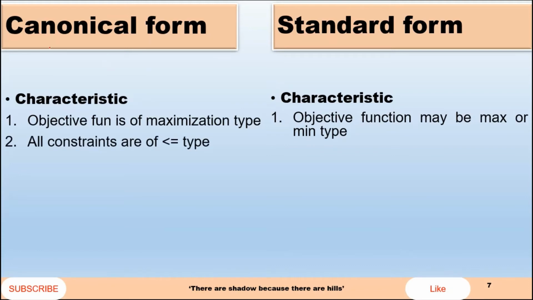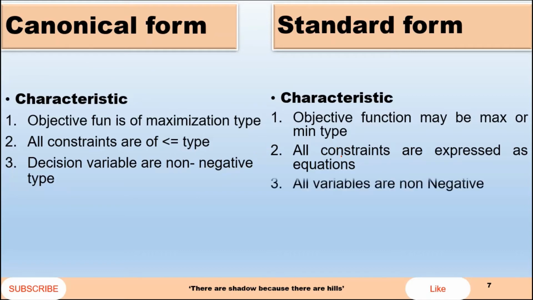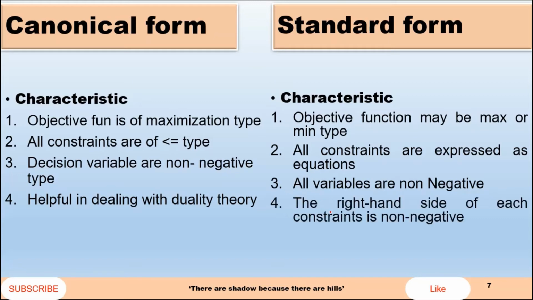The second one: in case of canonical form, all the constraints are of less than or equal to type, right? While in case of standard form, all the constraints are expressed as equations. Decision variables are non-negative type. All the decision variables are non-negative in case of canonical form, and in standard form all the variables are non-negative, including decision variables. This canonical form is helpful in dealing with duality theory, while in standard form, the right hand side of each constraint should be non-negative, right?